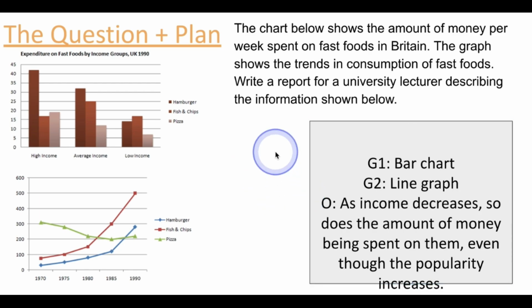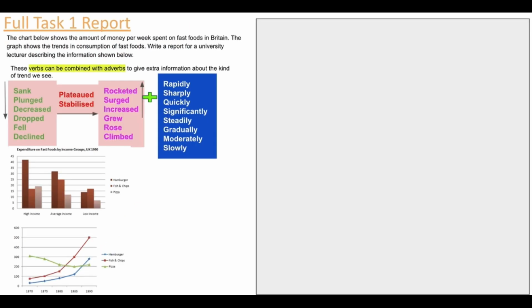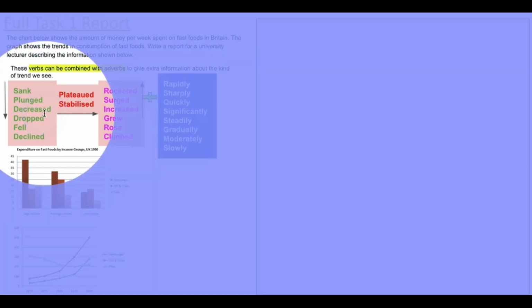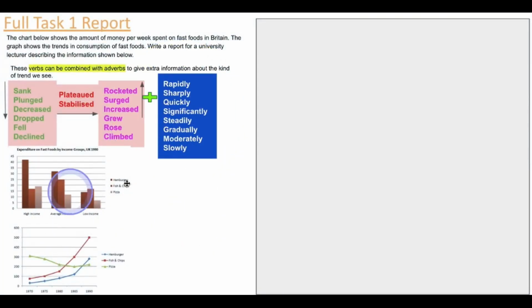Okay then, so we've got our bar charts, we've got our line graph, and then we can talk about our overview as well. Right, so let's go to the write-up and we'll put this all together. We've got the question up here. We've got some really nice words we can use to describe trends. So when you combine these verbs with adverbs, that makes for really nice ways to describe the data. And of course, we've got the data itself, so we can have a look at that for when we're pulling our numbers from them.